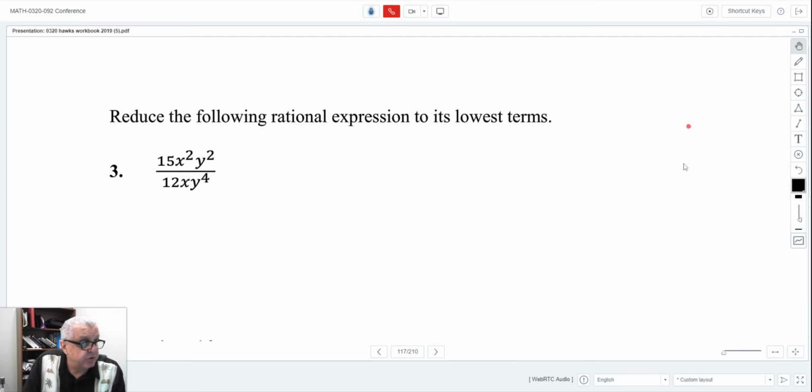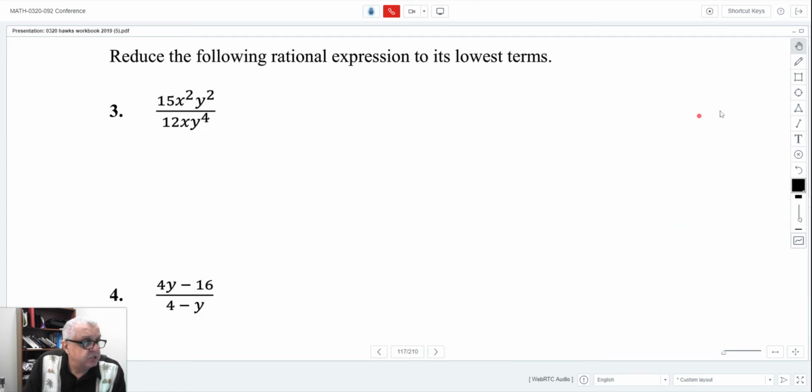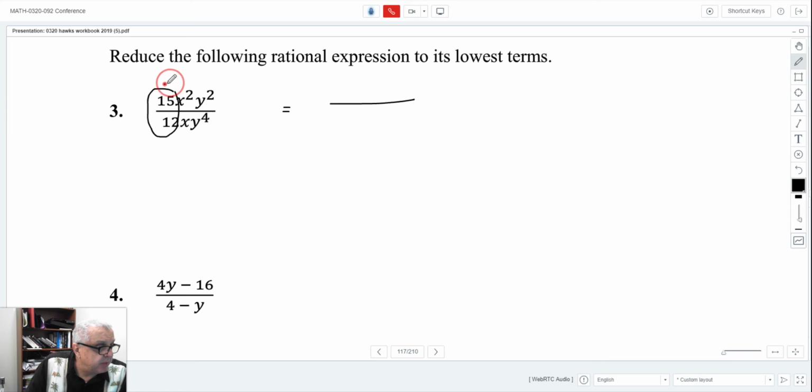So I'm looking at number 3. Number 3 says reduce the following expression to its lowest terms. So we're just going to cancel stuff out here. 15 and 12, if you look at that, they both divide by 3. So when you reduce a fraction, you divide the top and bottom by the same number. We're going to divide the top and bottom by 3. 15 divided by 3 is 5, and 12 divided by 3 is 4. Do you see how that just reduces?